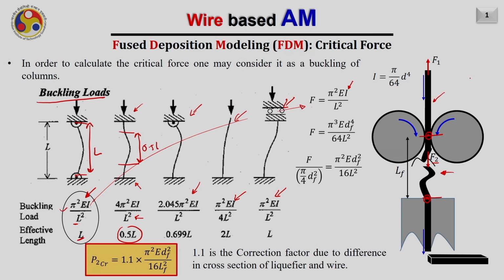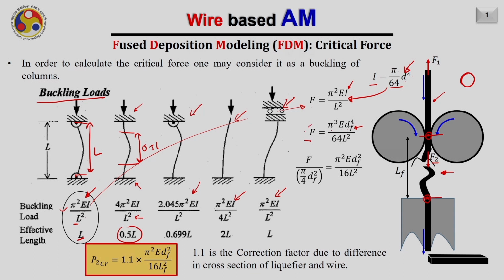And of course, we know that the cross section of the wire is nothing but a circle. Therefore, the minimum second moment of inertia will be I equals pi d to the power 4 divided by 64, where d is the diameter of the wire or the filament. Now, replacing this value here, we will obtain the value of F as pi cube E df to the power 4 divided by 64 L square, where df I am writing corresponding to the diameter of filament.